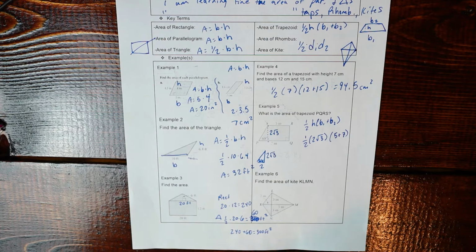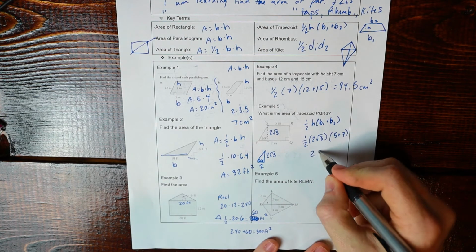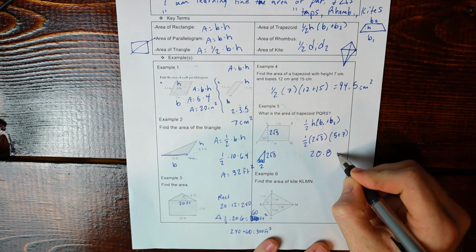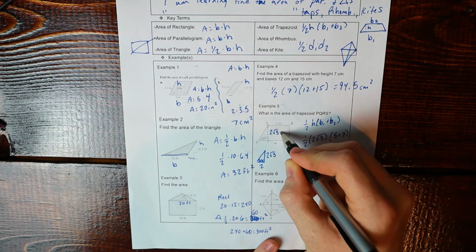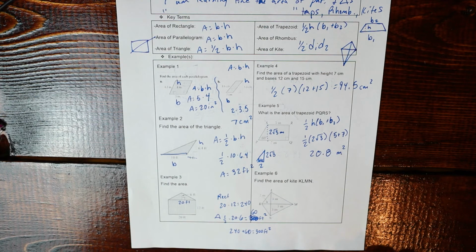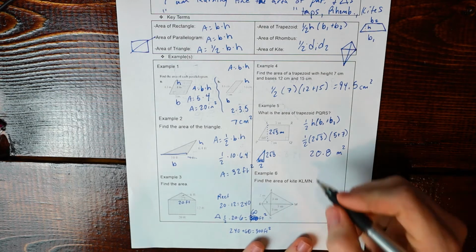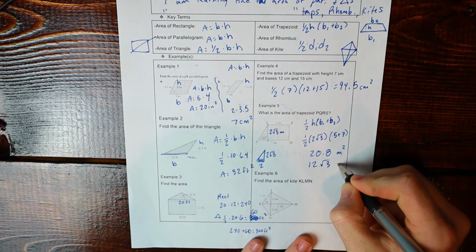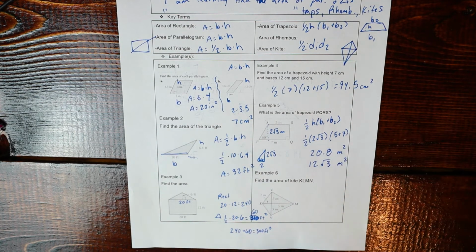So if you want it in decimal form, it would be 20.8 meters squared. Or if you wanted it in simplest radical form, you would type in that exact same thing, except you take the square root of 3 out of the calculator. So that'd be 12 root 3. Either one of those answers would be correct.